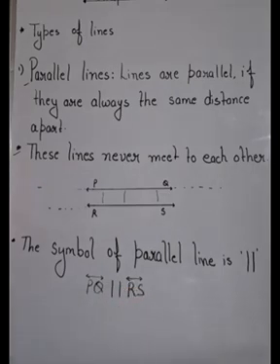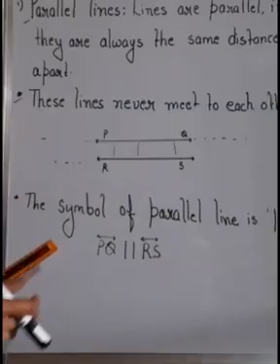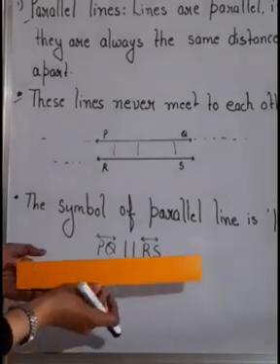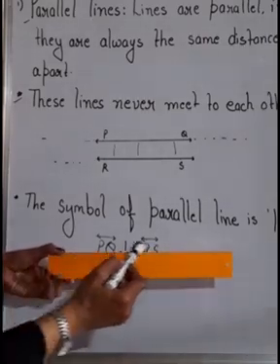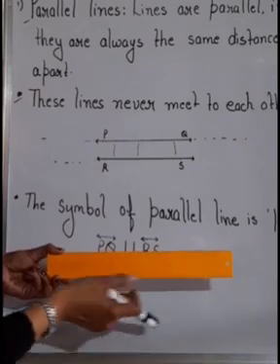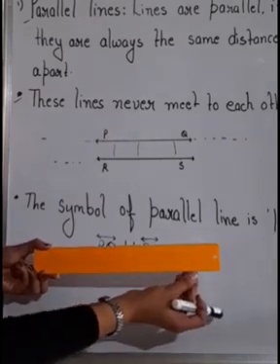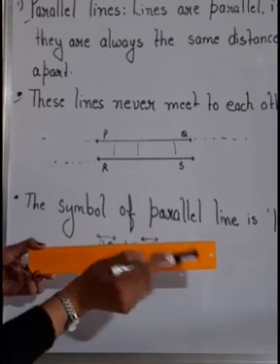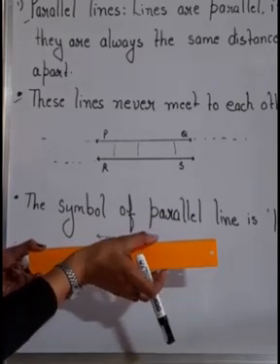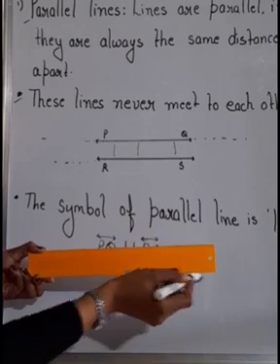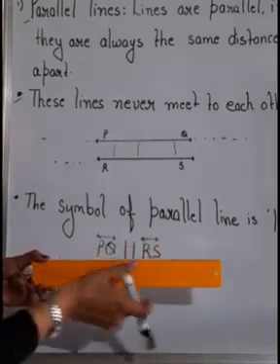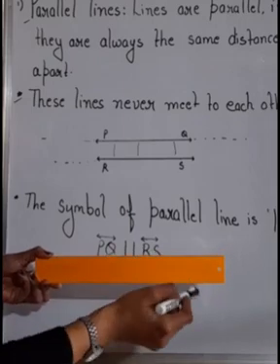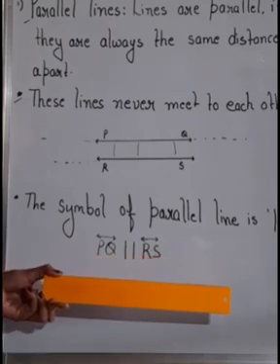Clear? The examples of your parallel lines are like your railway track, or you can see this ruler, these two lines, this upper one and the lower one, they are parallel to each other. If I am extending the scale towards the right from both the sides, from this side also and this side also, you can see that these two lines or these two sides never intersect each other, or they will never meet each other. So you can say this upper side and lower side are parallel to each other. Okay.